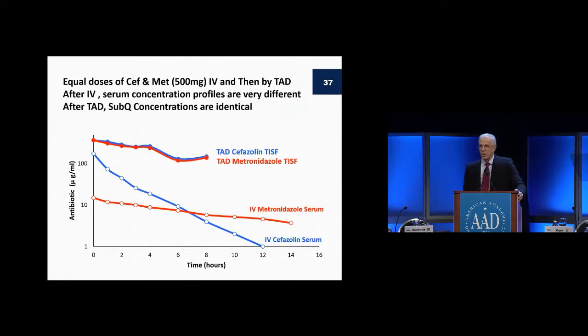Another interesting observation is that when we mix two drugs together, cefazolin and metronidazole, which are compatible, and gave them simultaneously IV, you can see that their concentration time profiles are definitely different. It's clear that the pharmacokinetics of these two drugs are different. But when they're given subcutaneously in the same tumescent anesthetic solution, their concentrations are uniformly the same for hours and hours and hours. And this has some interesting implications for other drugs that we might use subcutaneously.